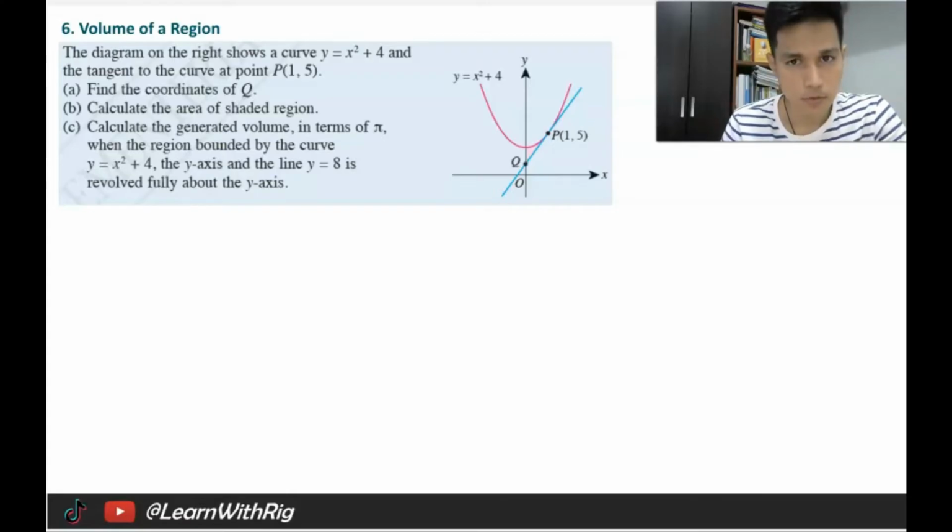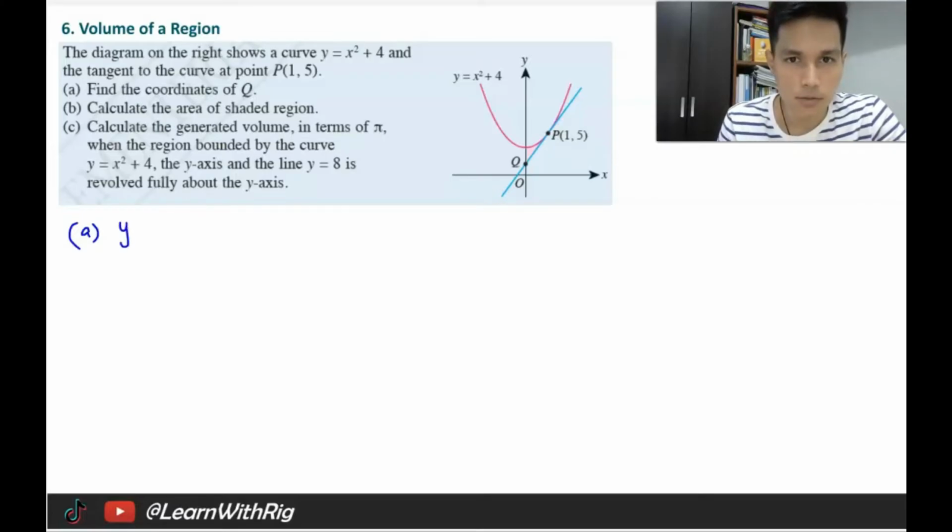But before that, you don't even know the equation of the straight line. So how are you going to solve this? We learned this in the previous chapter, which is differentiation. We can find the gradient of the straight line because it's a tangent to the curve, right? So you can find the gradient of the straight line at this particular point by differentiating.